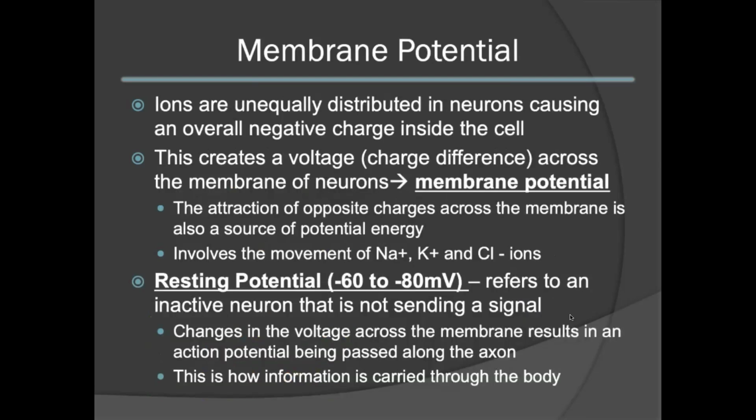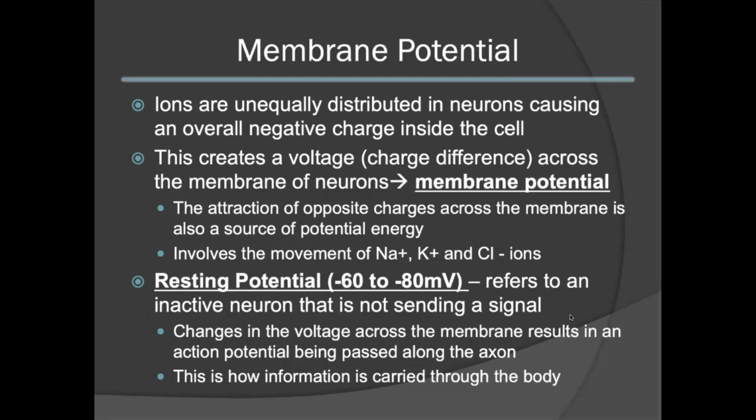We are now going to examine how a neuron works. Around a neuron, ions are unequally distributed across the membrane. Overall, there is typically a negative charge inside a neuron. The differences in charge across a membrane lead to a membrane potential. The resultant attraction of opposite charges across the membrane is also seen as a source of potential energy. The membrane potential and the voltage across that membrane typically involve the movement of sodium, potassium, and chloride ions.